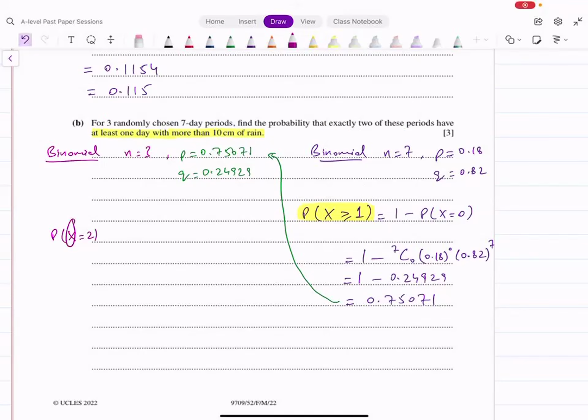यहाँ पे remember x different चीज represent कर रहा है. यहाँ पे x number of weeks की बात कर रहा है. इस वाले के अंदर x क्या बात कर रहा था? Number of days की. So these are 2 different x's. ये आप calculate कर लें. n की value यहाँ पे 3 है into 3c2 into probability of success raised to power 2, 0.75071 raised to power 2 into 0.24929 raised to power 1. We evaluate this, and this is going to give us our result, 3 into 0.75071 square into 0.24929.